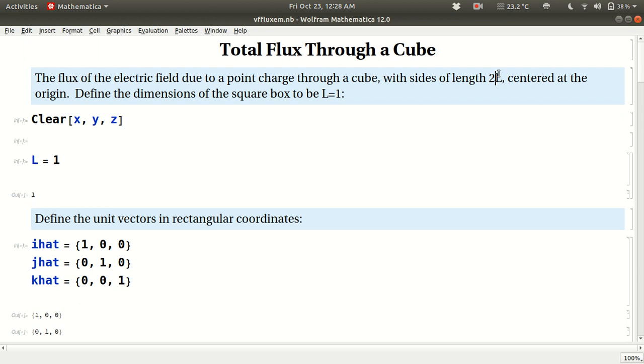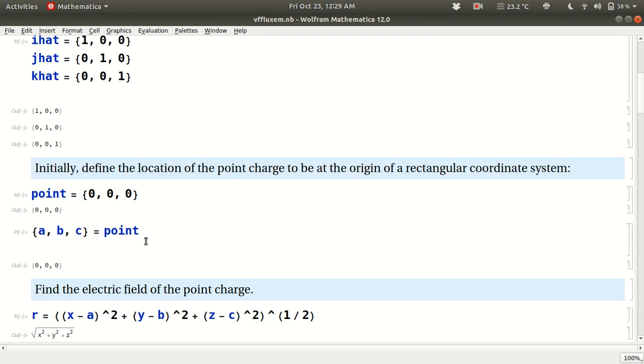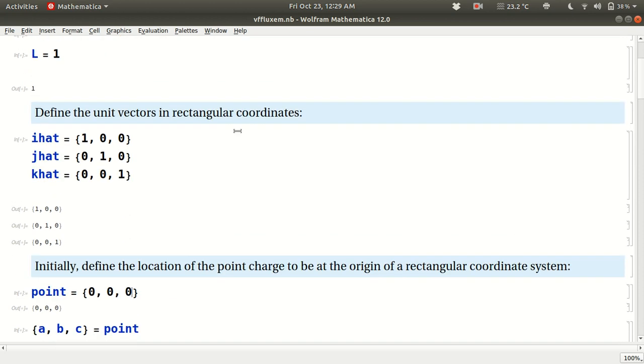So we have a cube of length 2L, and the cube's center is at the origin, where the charge is placed. You need to calculate the electric flux due to the electric field of a point charge. What I did is clear x, y, z values, and define L to be equal to 1, because of the dimensionality and other stuff. So i cap is 1 0 0, j cap is 0 1 0, and k cap is 0 0 1. Now for the location, let's place the charge at the origin, that is the center of the cube.